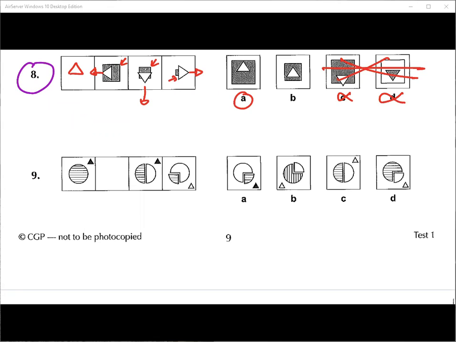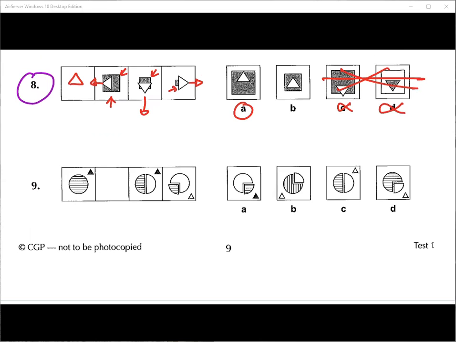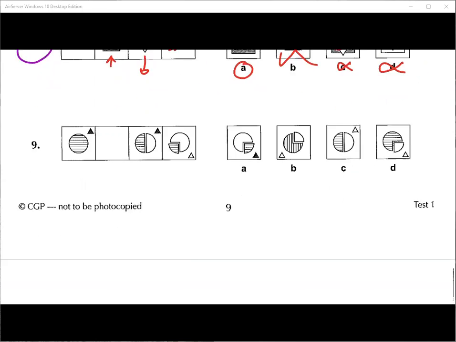Yeah. Which is A. The squares are getting bigger. You can't have B. B is the same size as this square. It can't be the same. It's going to be bigger. So B is no good. A is the answer.